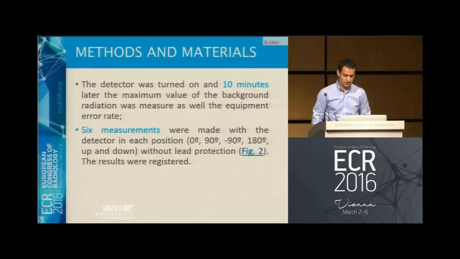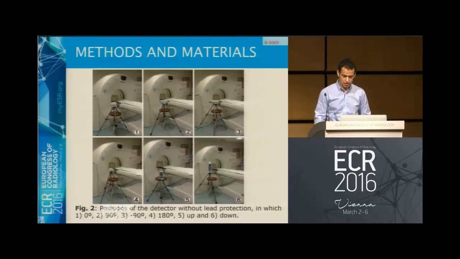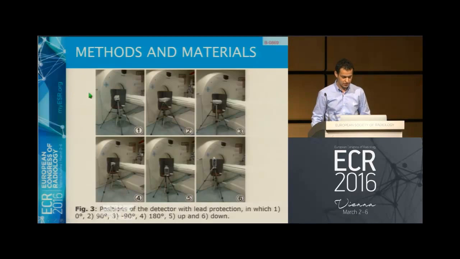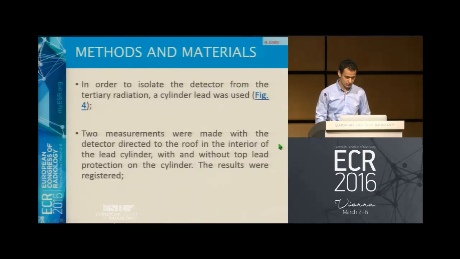And we also turned the detector on for 10 minutes to then subtract any background radiation to reduce the error. 6 measurements were made. You have the angles here, and I can show you here on this image. You have the CT scan, here the detector in various positions, and also up and down. We also placed a lead barrier between the phantom and the detector, and we made measurements again. Here it is, right in front of the detector, in several angles as well.